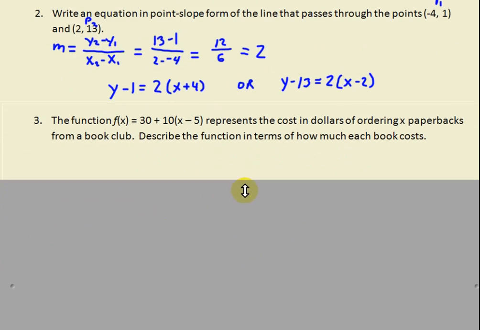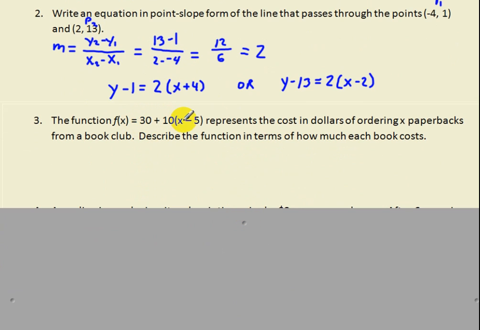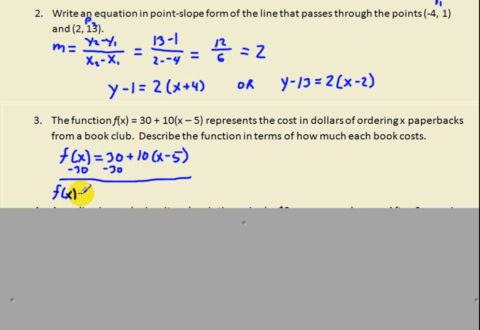Okay, number 3. The function f of x equals 30 plus 10 times x minus 5 represents the cost in dollars of ordering x paperbacks from a book club. Describe the function in terms of how much each book costs. It might help to remember that f of x is similar to saying y, and this is almost in point-slope form. So if we rewrite this, f of x is equal to 30 plus 10 times x minus 5. If we subtract 30 from each side, then it's going to look like point-slope form. So we have f of x minus 30 is equal to 10 times x minus 5. And now this is in point-slope form.